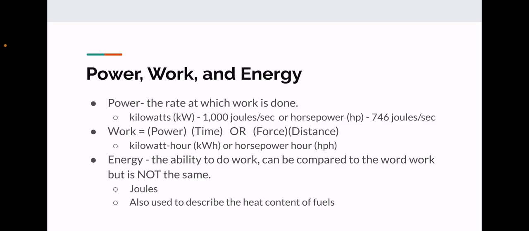And then there's energy, which is the ability to do work. And it can be compared to work, but it is not the same. Work is going to be when you're exerting energy, versus energy is something that can be stored, like potential energy. You can have potential energy stored in a spring, versus work, it's not really anything that can be stored. It's more the action of energy. And the units for energy are joules, and it can also be used to describe the heat content of fuels.